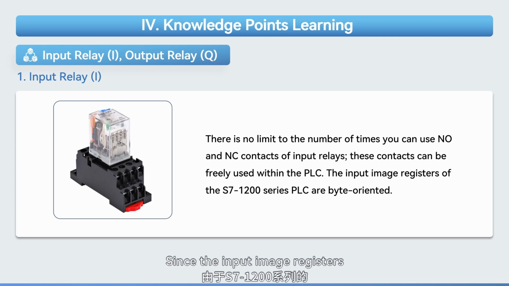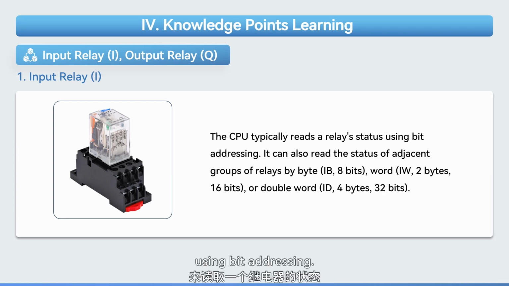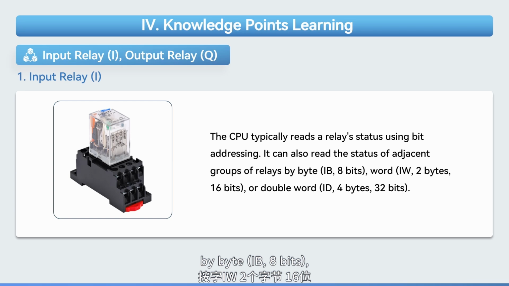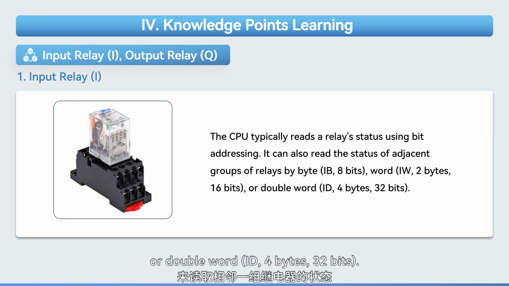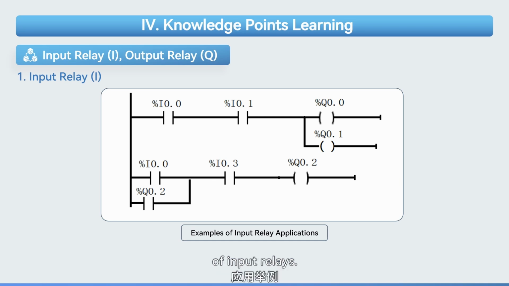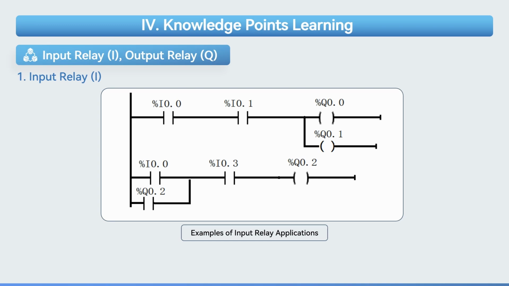Since the input image registers of the S7-1200 series PLC are byte-oriented, the CPU typically reads a relay's status using bit addressing. It can also read the status of adjacent groups of relays by byte, IB, 8 bits, word, IW, 2 bytes, 16 bits, or double word, ID, 4 bytes, 32 bits. The provided figure shows an application example of input relays. From the figure, we can see that the input relay I instruction is primarily used for input signals, not for output signals. Input relays can be connected in series or in parallel with other signals, Q0.2.